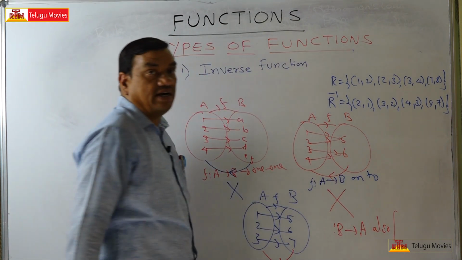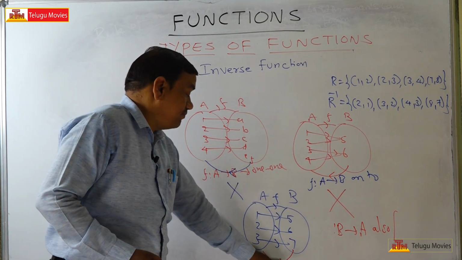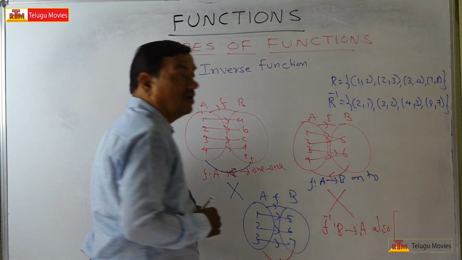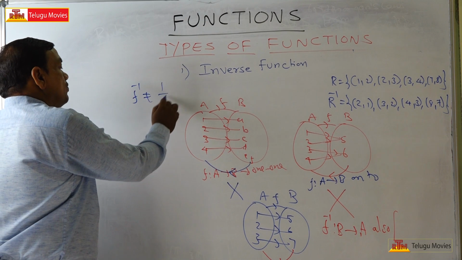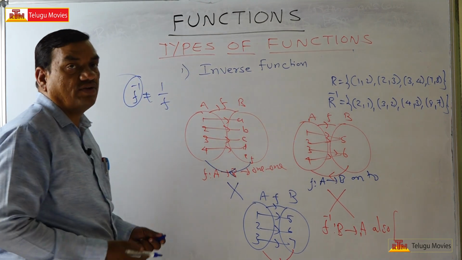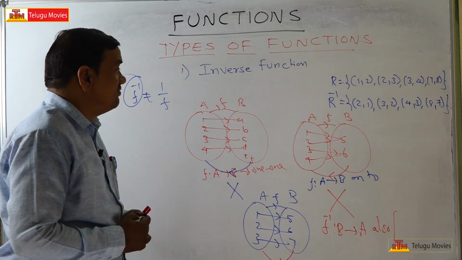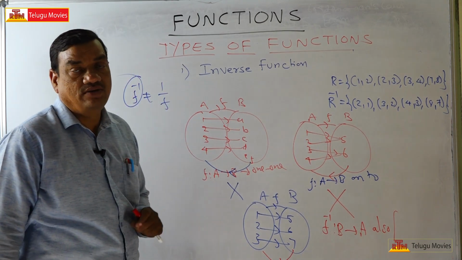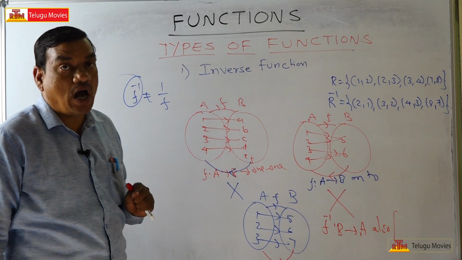So what is our main function? f from A to B. The function from B to A, the notation is f inverse. Understand? So don't think that f inverse is equal to 1 by f. It is a notation, that's all, a function name. That function name is given as f inverse. Understand that? That means what? If f from A to B is a bijection, that is both one-one and onto.